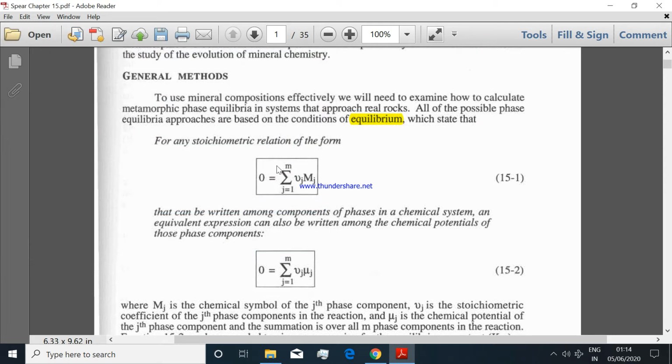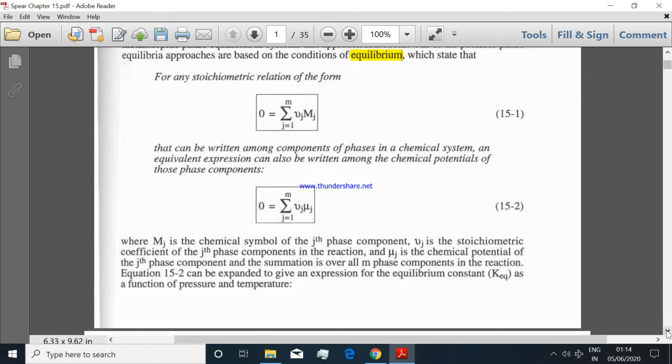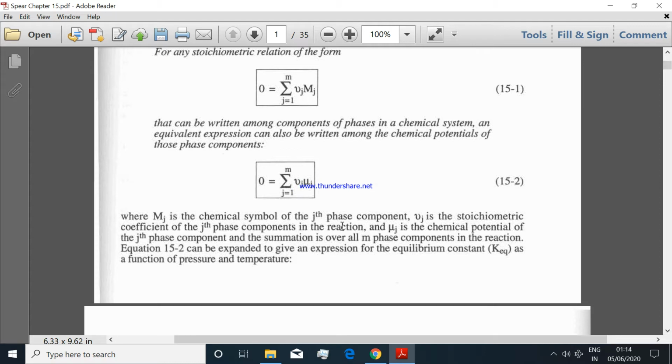And that states the formal stoichiometric relation of the form 0 = sum from j = 1 to m of vj Mj, which can be written among the components of phases in a chemical system, and an equivalent expression can also be written among the chemical formulas of the phases involved. Mi is the chemical symbol of the jth component, Mj is the jth phase component, and vj is the stoichiometric coefficient.